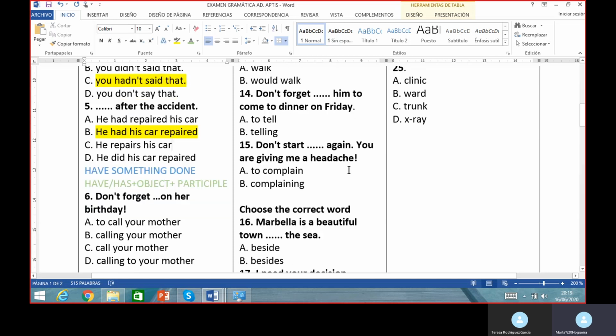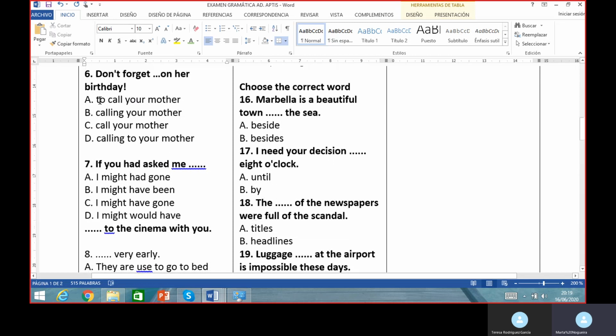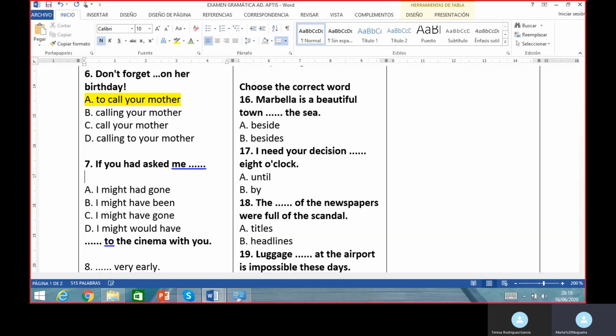Okay, let's go with 6. Don't forget to call your mother on her birthday. Forget is not one verb that is in our list. So if you had asked me, this is the third conditional. I might have gone.